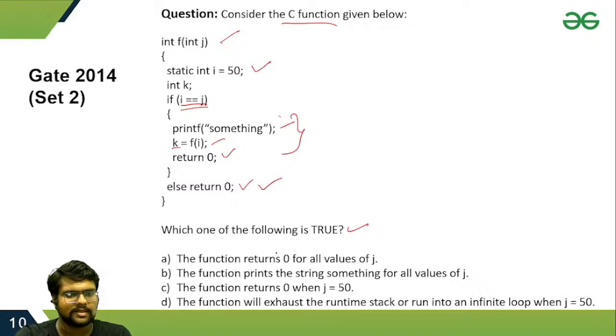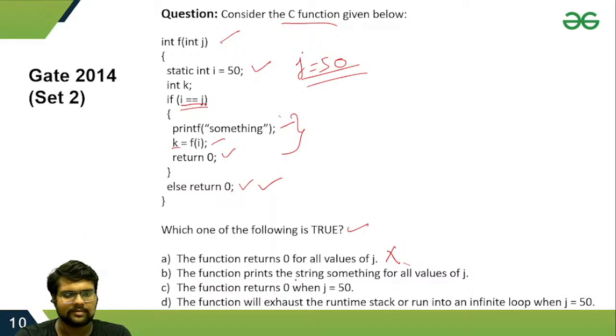So the option that the function returns 0 for all values of j is wrong, because for j equal to 50, it will enter the if condition. Okay. So it will not return 0 for all values. For j equal to 50, it will not return 0. So this option A is false.